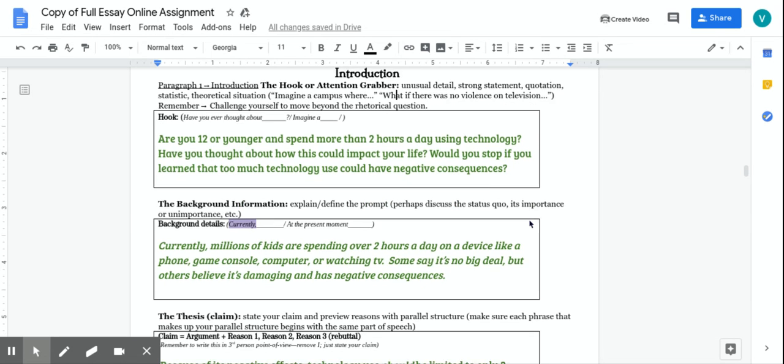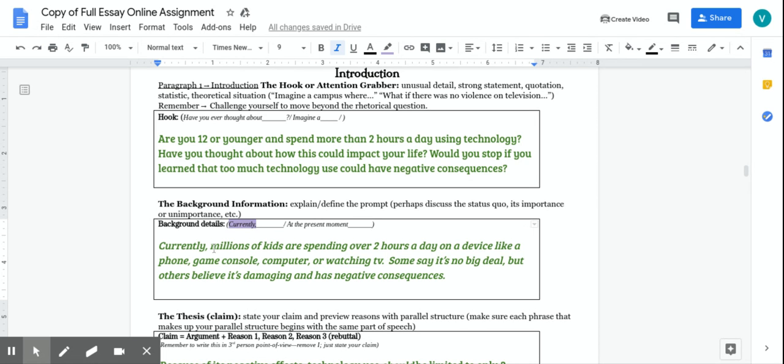So the second part of our introduction is the background information, and its purpose is to explain or define the prompt. It is basically giving background details. We're not stating our opinion right now. We are just giving info about our topic, which is technology use for kids. So again, look at these suggestions. The suggestion is to begin with currently or at the present moment. I actually took the suggestion and began with currently.